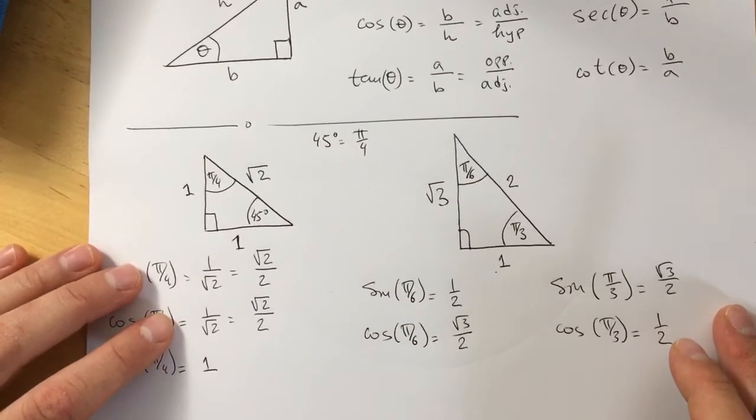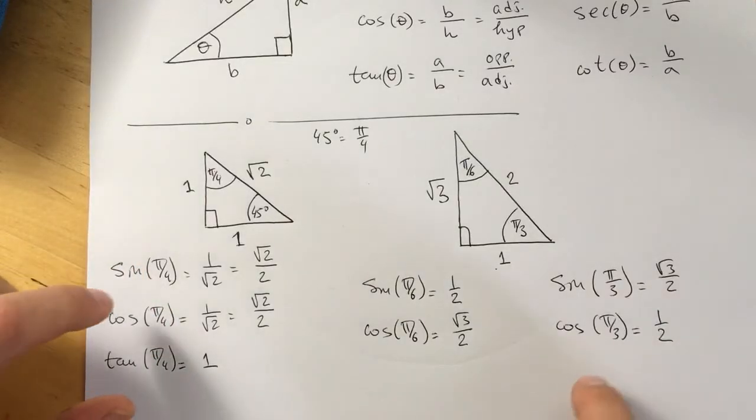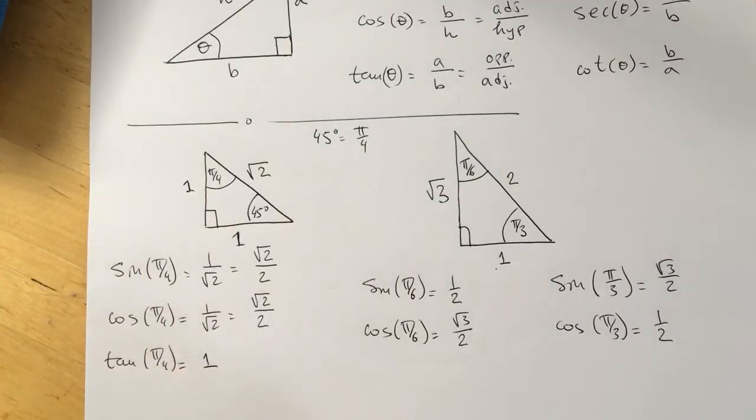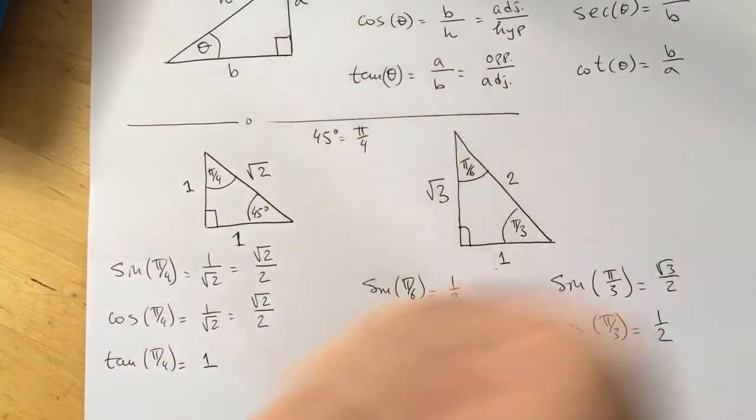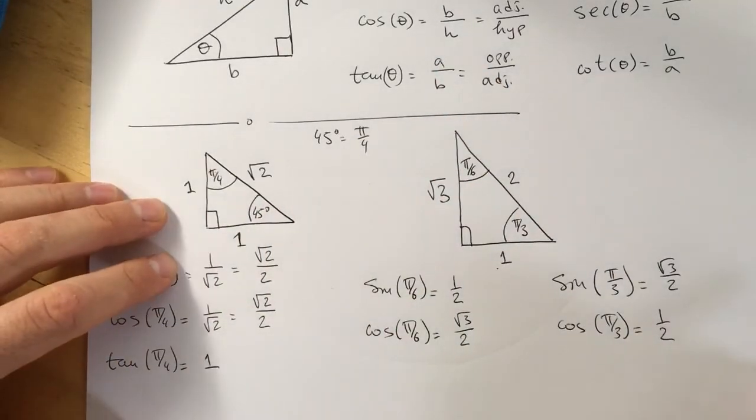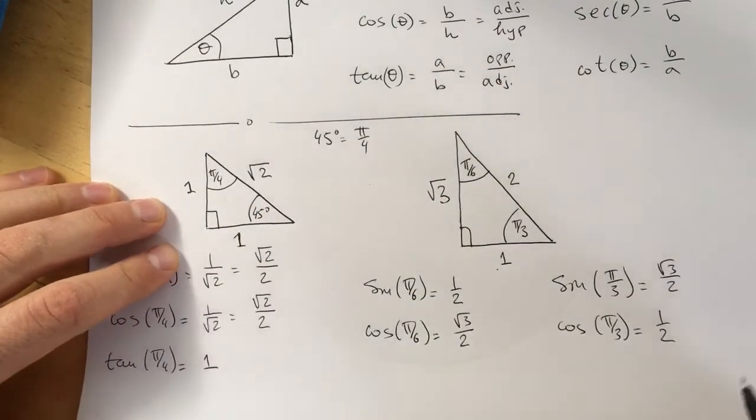Now, what is the main question? The main question is how to use these angles in order to evaluate these trigonometric functions at any multiple of these angles, pi over 4, pi over 6, and pi over 3. I will cover that in the next video.